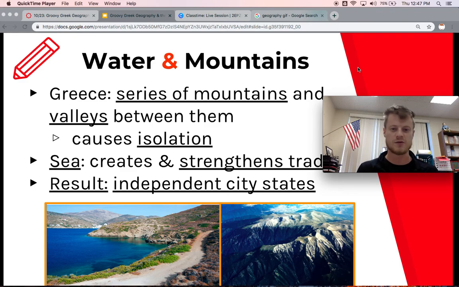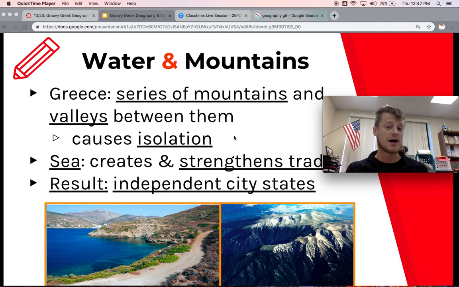Now, obviously, did they still communicate? Yeah, totally. But it strengthens the idea that these peoples can begin to develop their own places to live, and that's how we get many of the different Greek city-states. So it causes isolation.